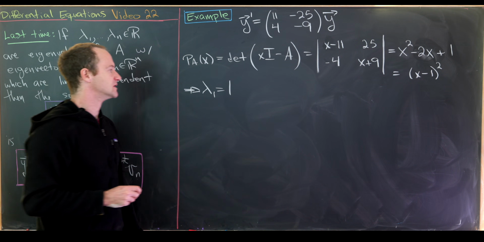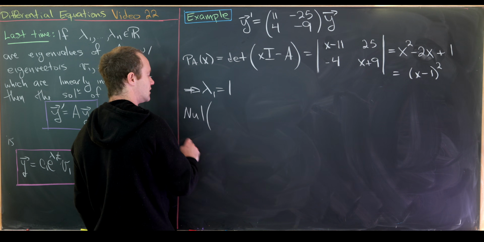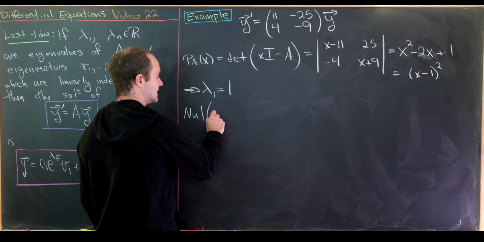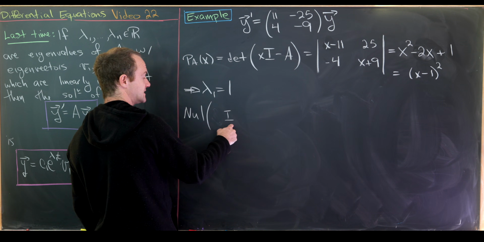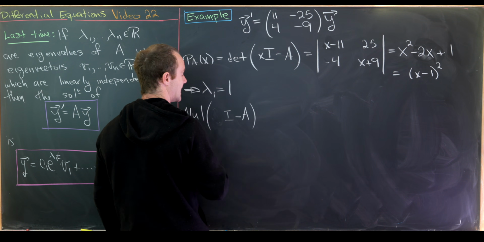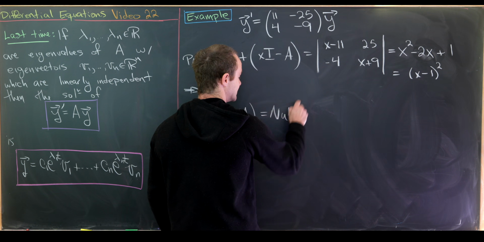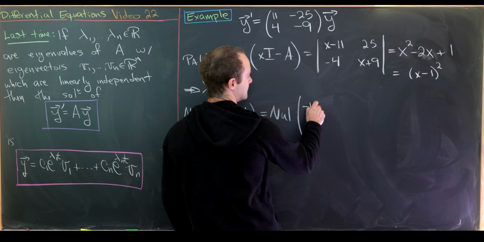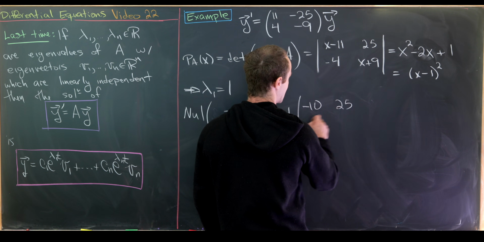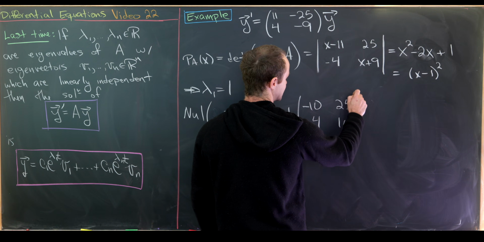So let's recall, in order to calculate the eigenvector, we'll look at the null space of lambda 1 times the identity matrix minus A. So that's just going to be 1 times the identity matrix minus our matrix A. So that is the null space of, let's see what we have. This will be minus 10 goes here, 25, minus 4, and then plus 10 goes here.